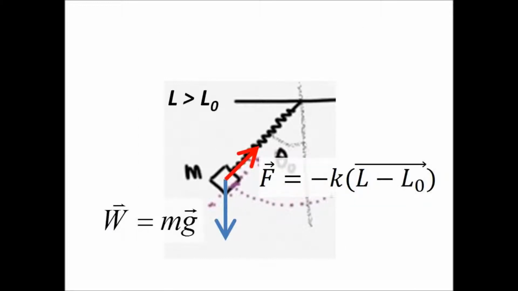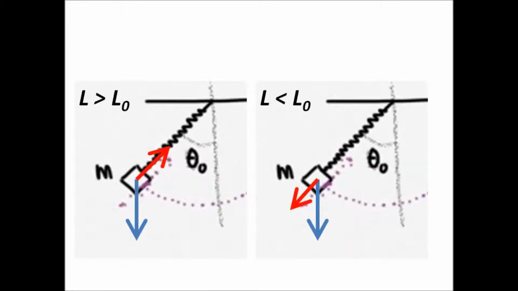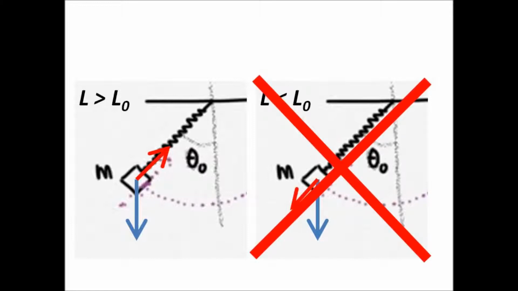The forces involved in the movement are the weight, which points downward, and the force of the spring, which points in the direction of the spring. If the spring is longer than the natural length of the spring, the force of the spring tends to shorten the spring. In the opposite case, the spring tries to make the spring longer. In our case, the length of the spring is always greater than the natural length of the spring.